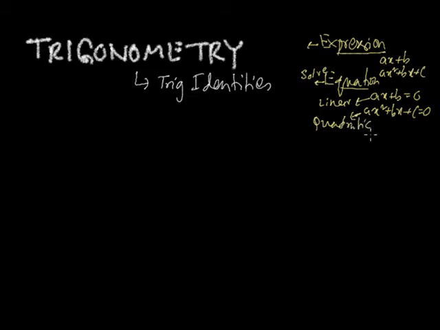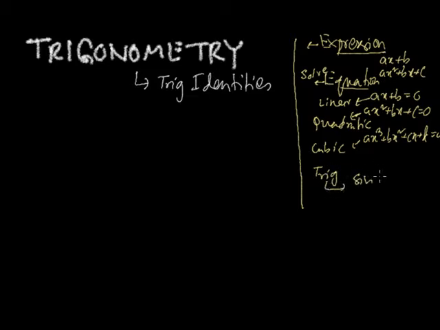Then we have the cubic expression that looks like ax cubed plus bx squared plus cx plus d equals to 0. So this is the cubic expression, and among them is the trigonometric expression, or the trigonometric equation. The trigonometric equation would look like this.